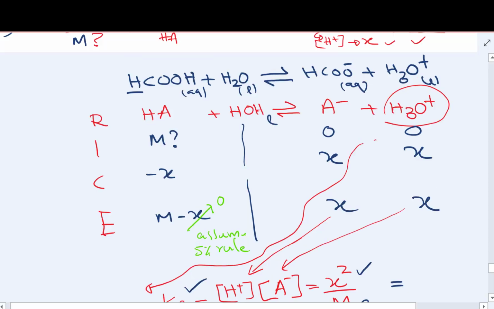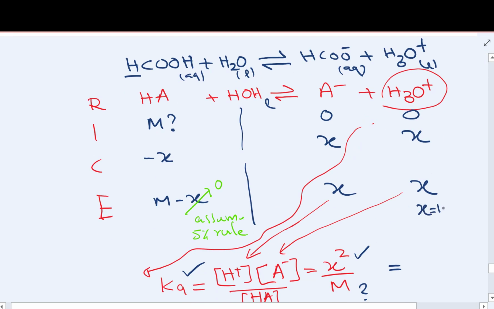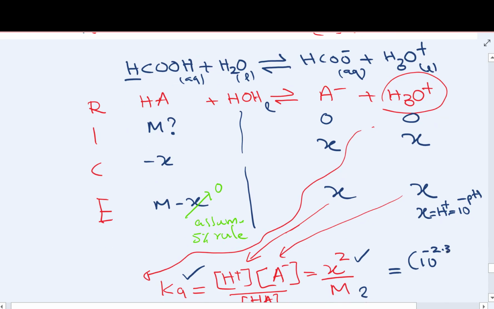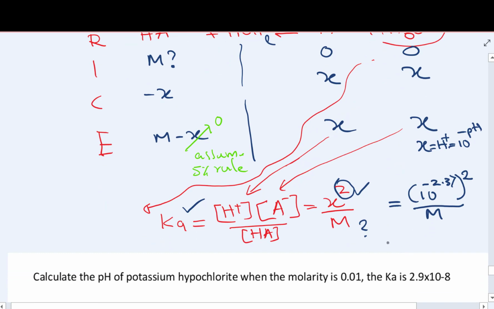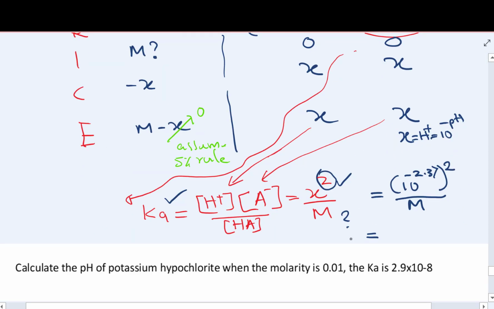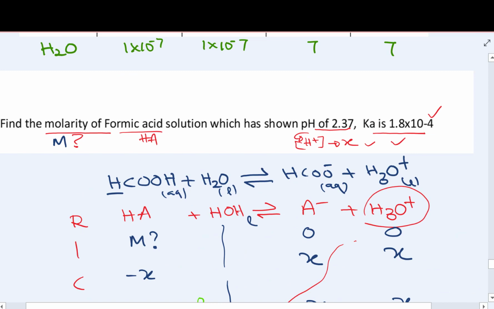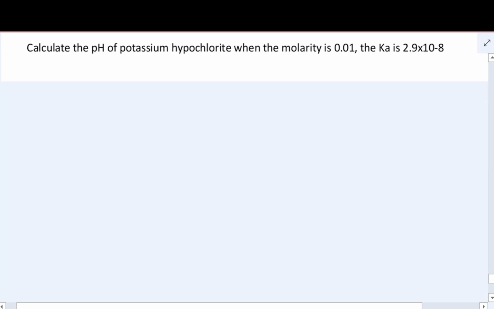Now we're looking for M. X squared we have to get from that: H plus comes from 10 to the minus pH. The pH is 2.37, so 10 to the minus 2.37, squared, for x squared, divided by M. So let's plug it in. The Ka value is 1.8 times 10 to the minus 4, and for the squared value, brackets are important when you plug into the calculator. We should get here, yes, 1 times 10 to the minus 9. Very low molarity, so that's okay.